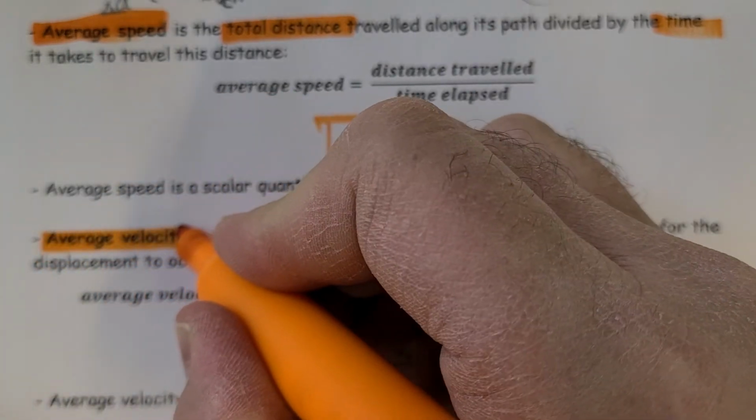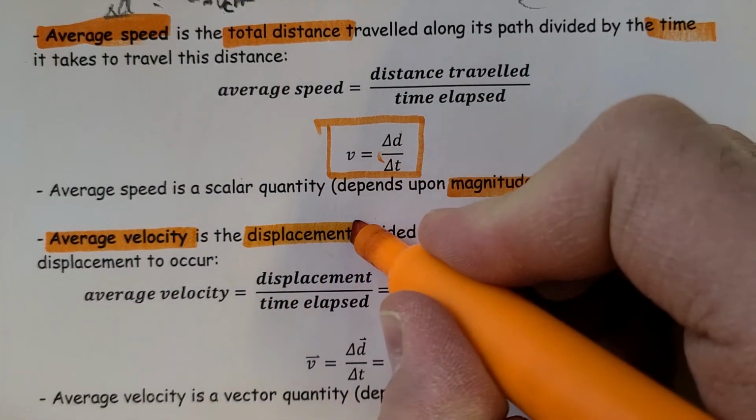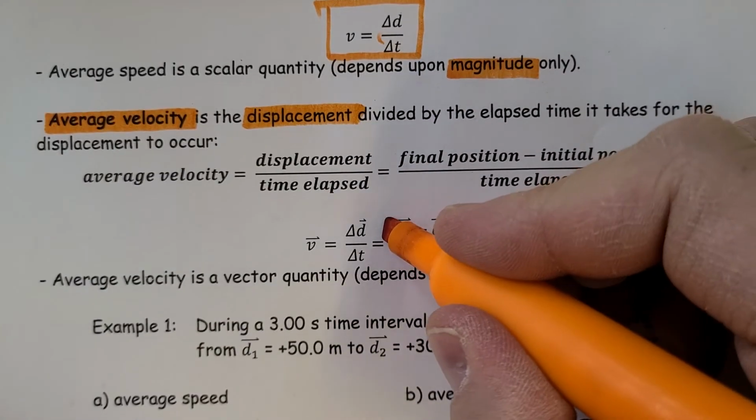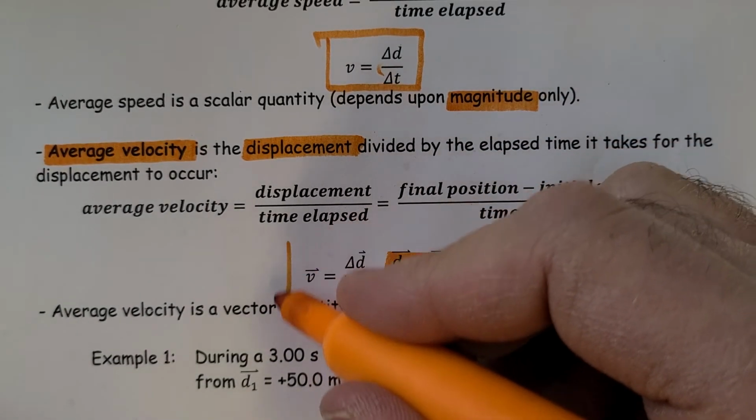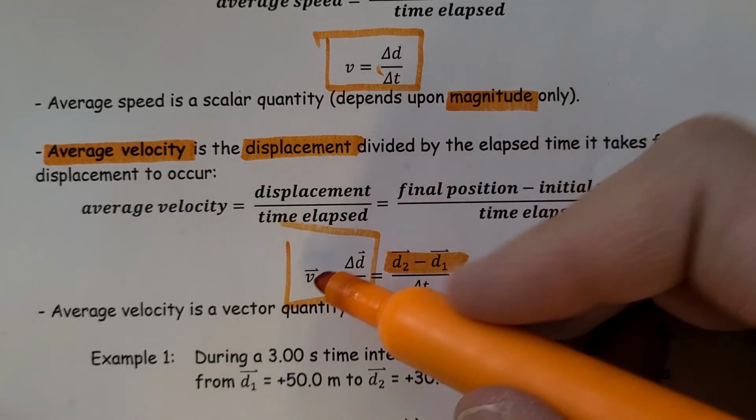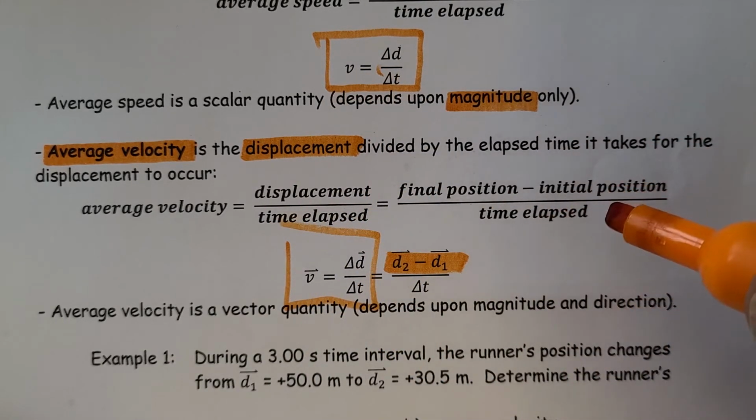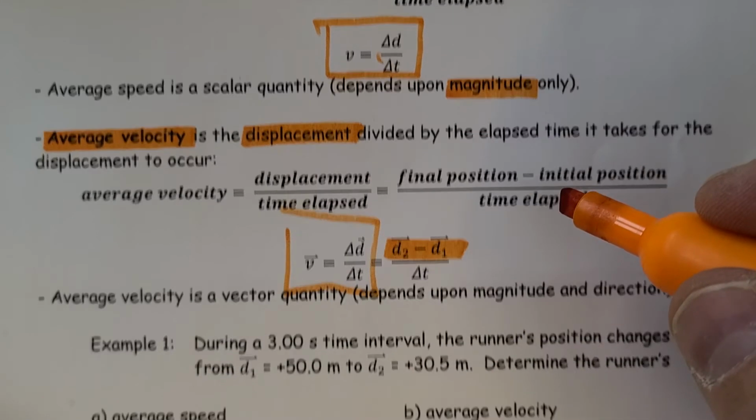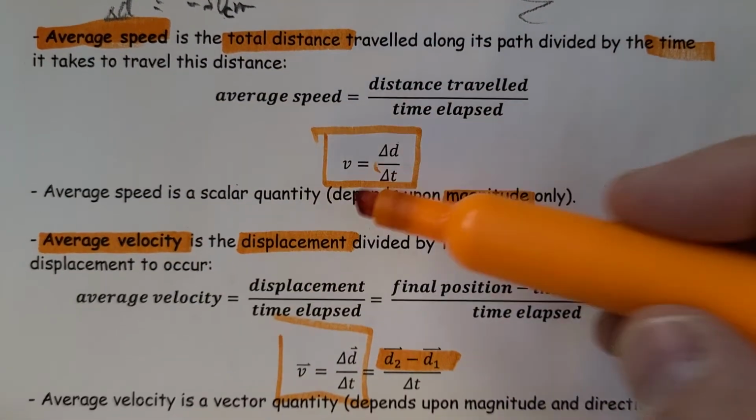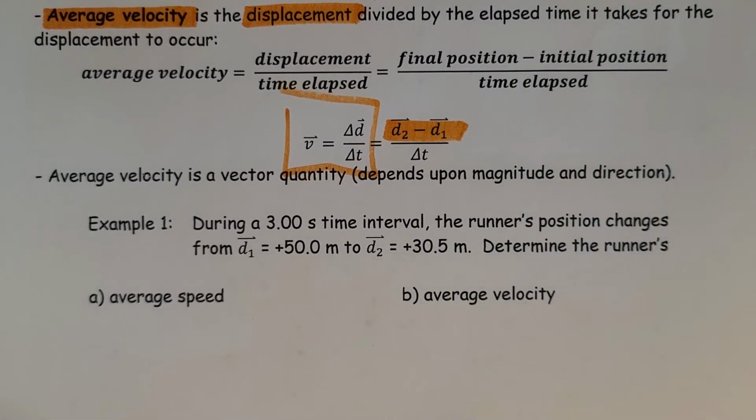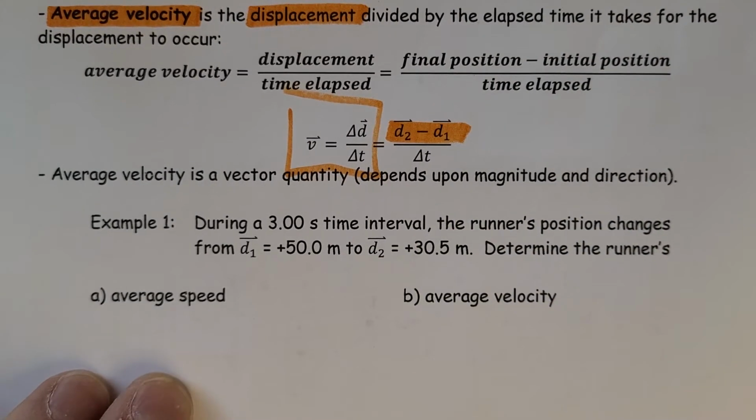And of course that depends on size only, whereas average velocity is related to displacement, so only looking at the difference between final position and initial position. You can see these formulas look very similar, with the exception of the half arrows indicating vector quantities. Okay, so speed deals with distance, velocity deals with displacement. So now we'll take a look at a couple of examples dealing with that.